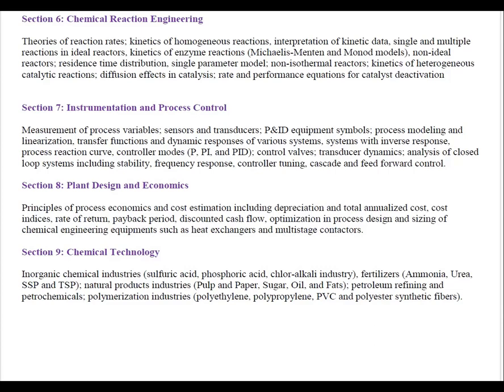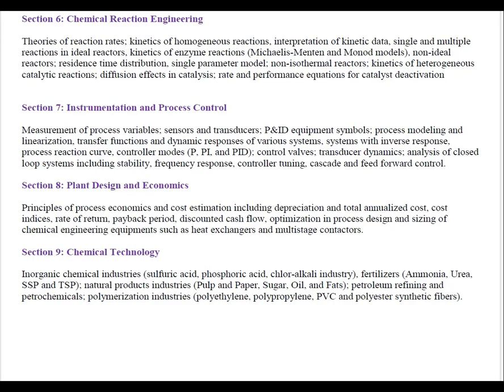Then the important subject is instrumentation and process control, where we learn about sensors, transducers, and different types of controller modes, that is P, PI, and PID, and then how we can calculate the frequency response, stability, and controller tuning, and different types of control, that is feed forward and feedback control.